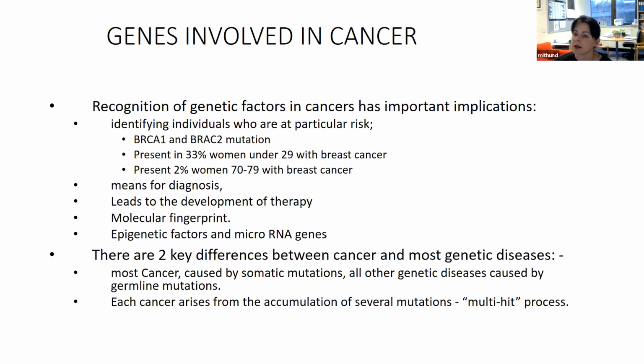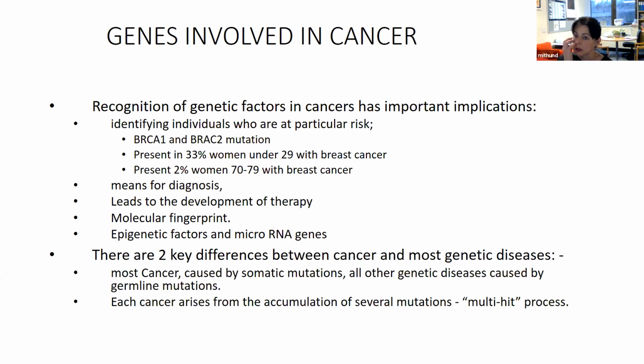Genes in cancer is therefore really important. So I said before, we can recognize from that small percentage of people that have inherited mutations, we can identify individuals who are at a greater risk, so BRCA1 and BRCA2. Just to put it in context, a BRCA1 or BRCA2 mutation is much more likely to be found in young women with breast cancer. So found in about 33% of women under 29 with breast cancer, and only found in about 2% of women who are age 70 or above with breast cancer.